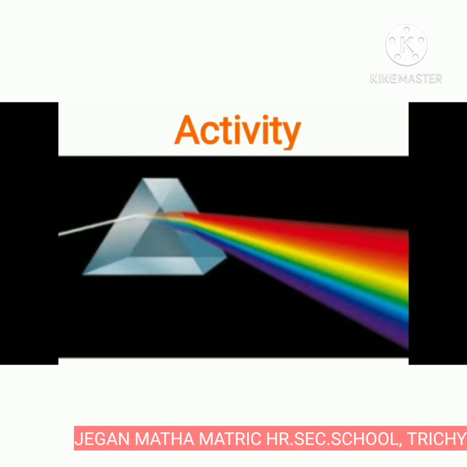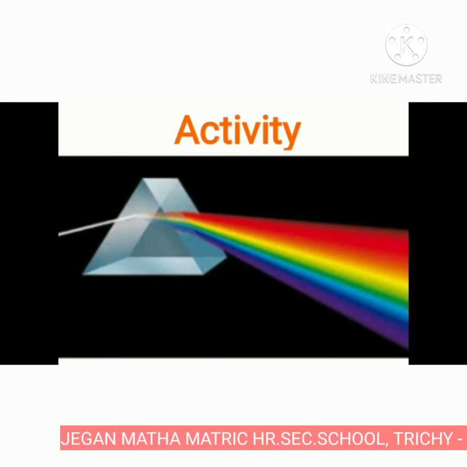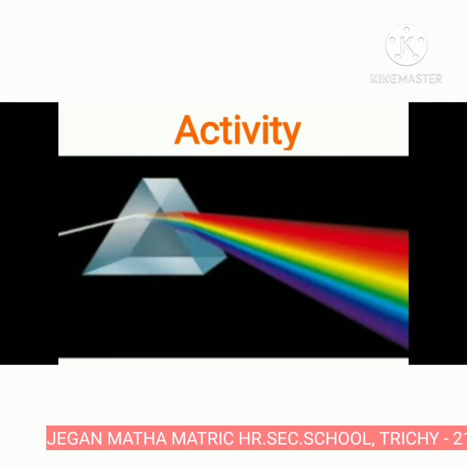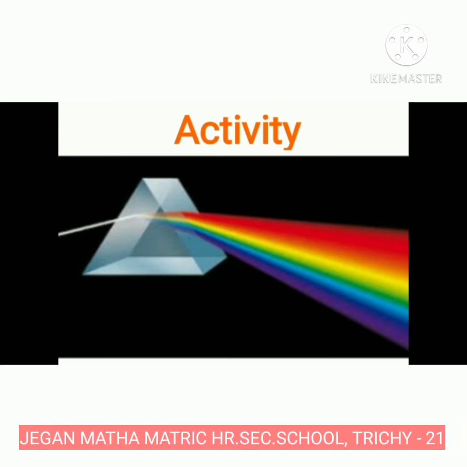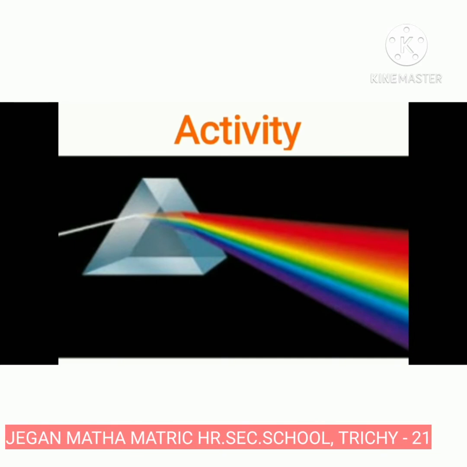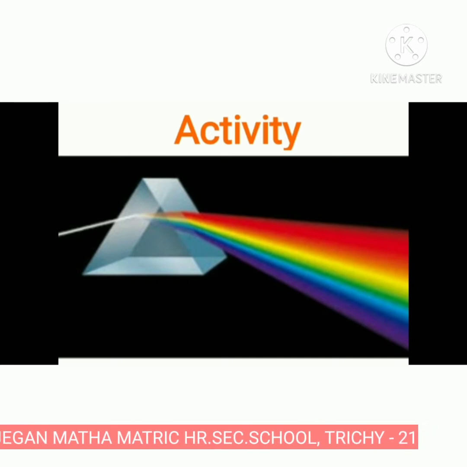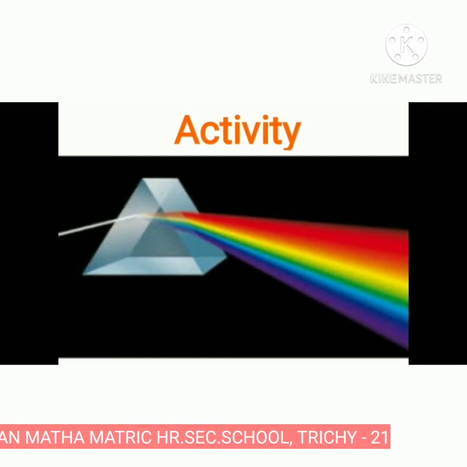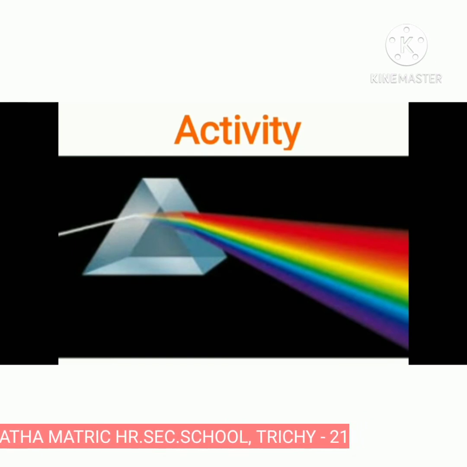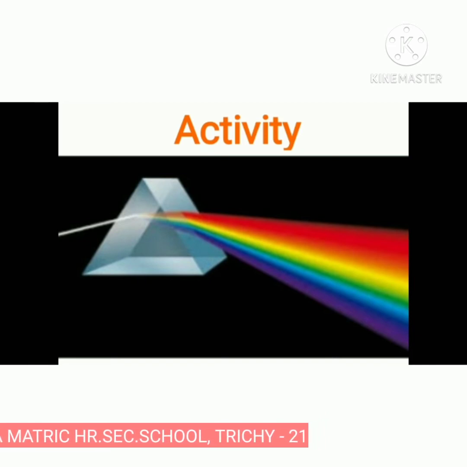This is one activity. Place a prism on a table and keep a white screen near it. Now with the help of a torch, allow white light to pass through the prism. What do we see? You can observe the white light splits into 7 colored light rays, namely VIBGYOR, on the screen.